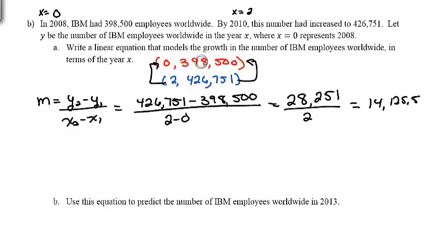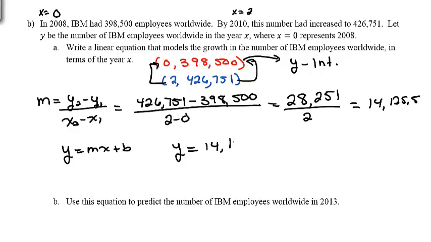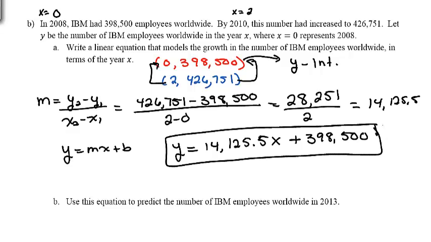And notice this point right here is a special point. This is our y-intercept. And so y equals mx plus b is just the slope and the intercept, and we have both of those pieces of information, so we can go ahead and write the equation of our line right away. 14,125.5x plus our y-intercept, which was 398,500. And so there's our equation of our line.